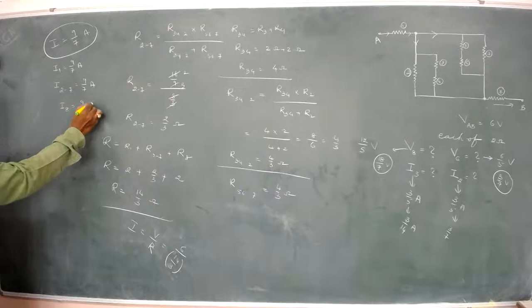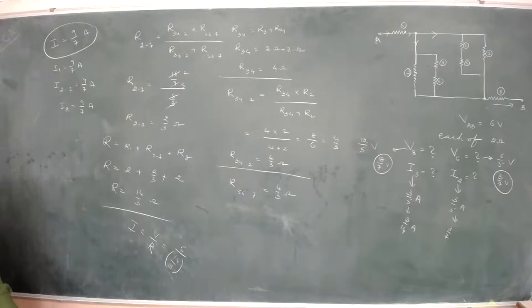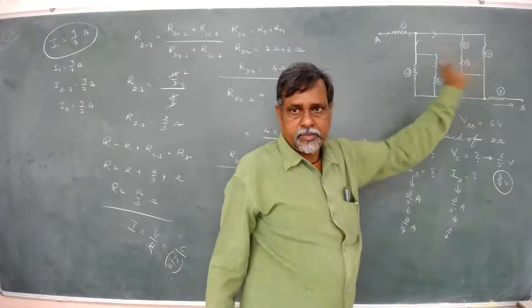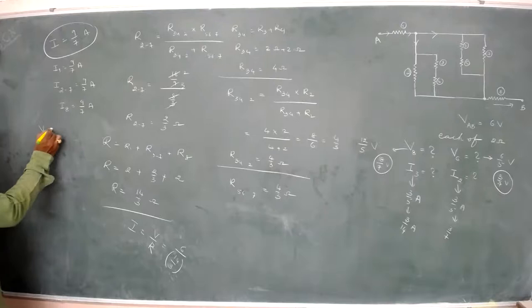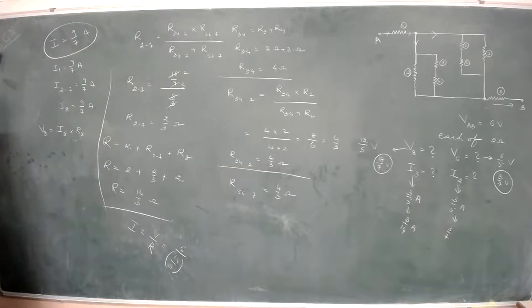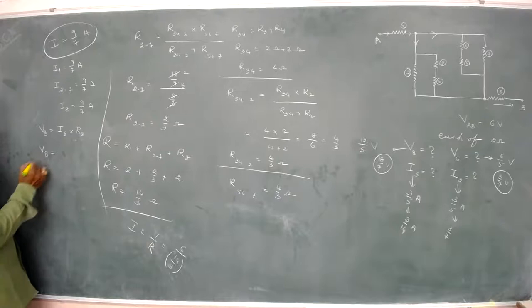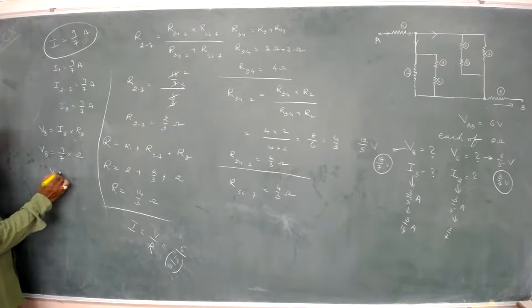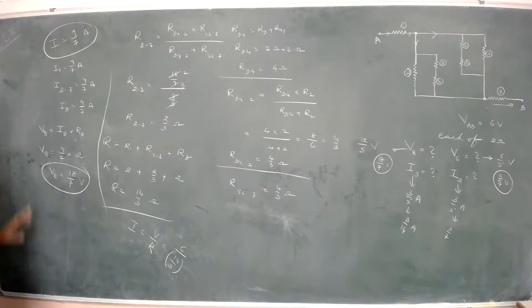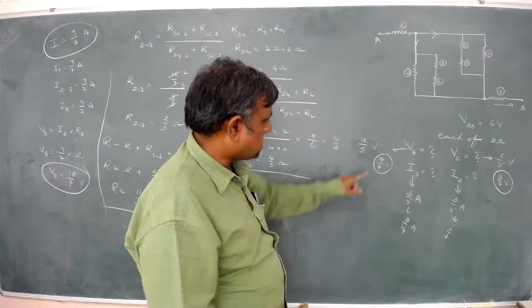Listen. Now, what do we have to calculate? Potential on R8. Potential on R8 is the current passing through R8 into the resistance of R8. So potential across R8 is current through R8 times resistance. Did you tell the same thing? 18/7? Yes, correct.